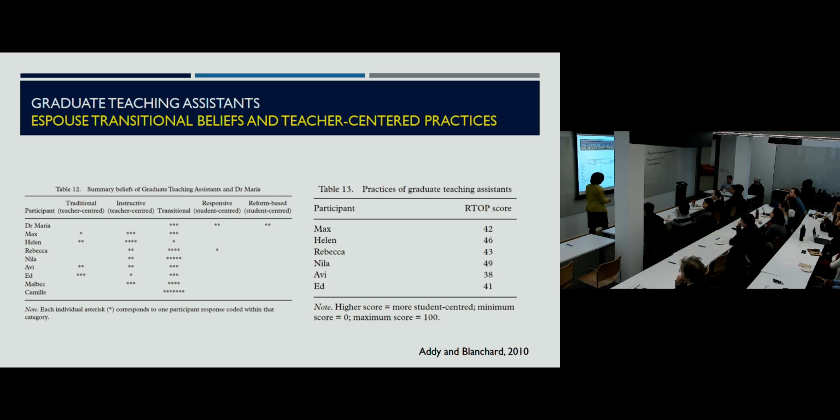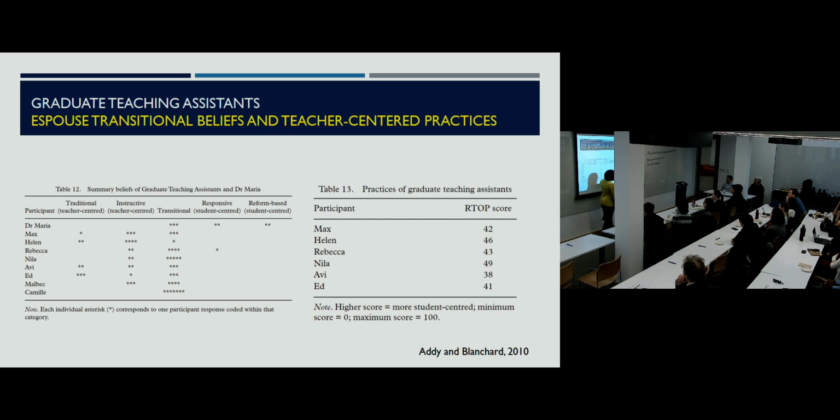So these were the ones that agreed. And I used the RTOP on them, and the RTOP varies from 0 to 100. 100 is more student-centered. And as you can see, most of their RTOP scores, even though they were teaching, by the way, a laboratory course, okay? So that's a lot of group work and interaction, right, between students and whatnot.